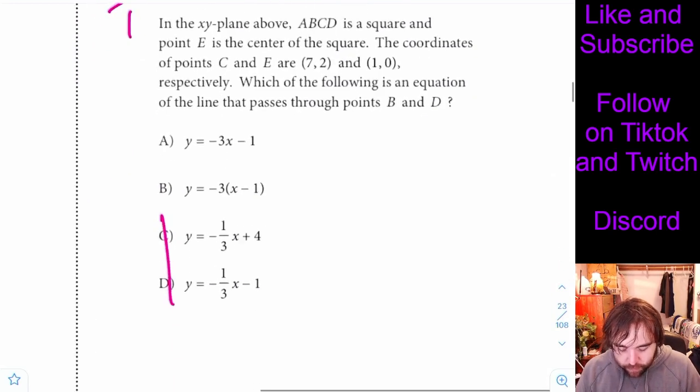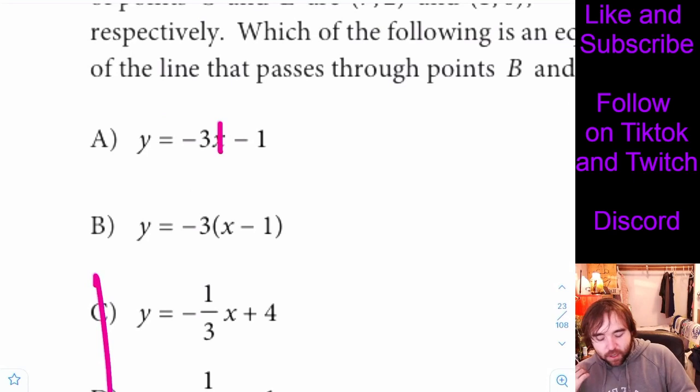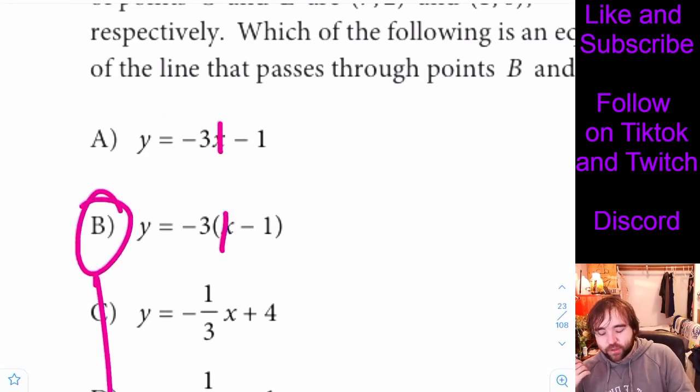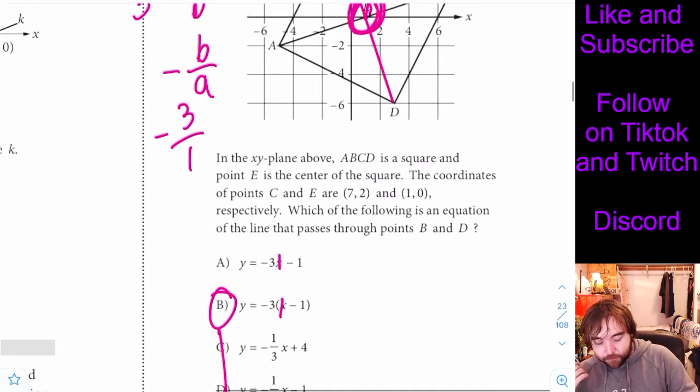So I just want to plug in points and see. If we plug in 1 here, we do not get 0 for y. But if we plug in 1 here, we do get 0 for y. So it has to be that one. B.